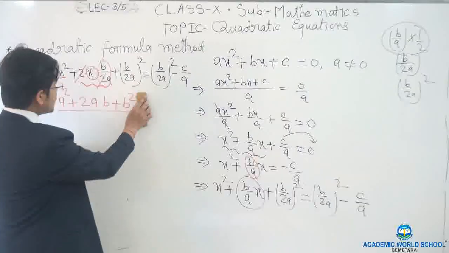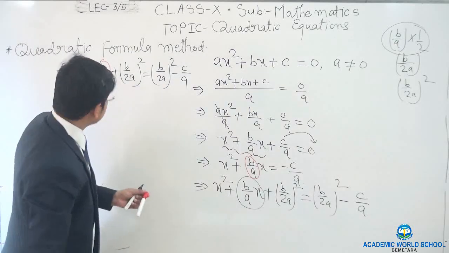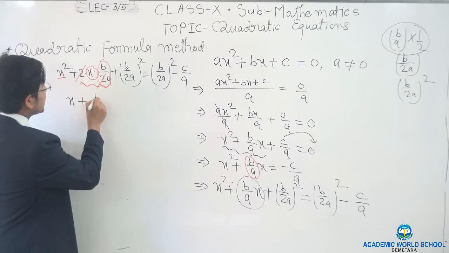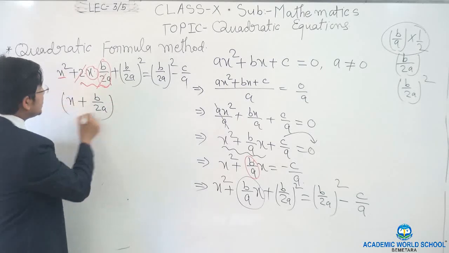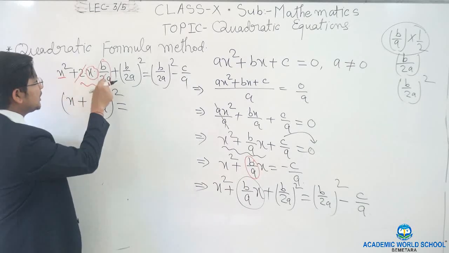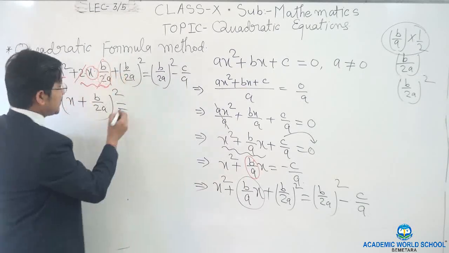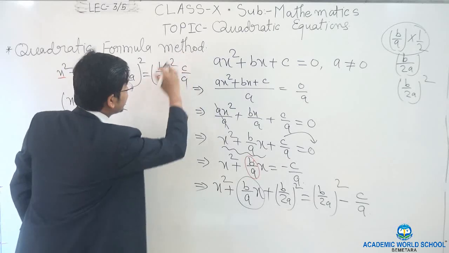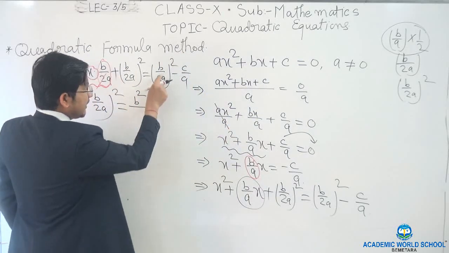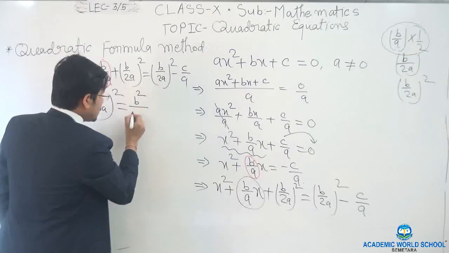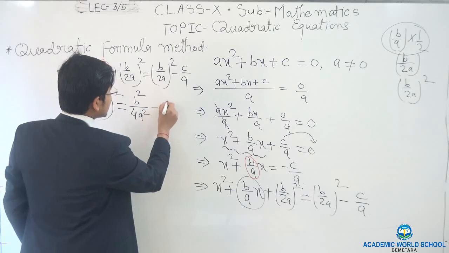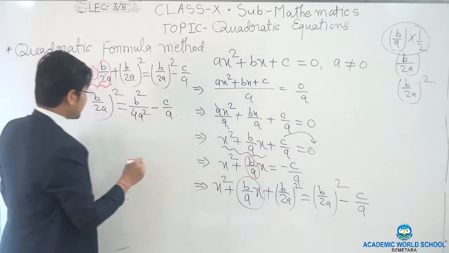So I can write this as x plus b upon 2a whole square, because this is a square plus 2 into a into b plus b square. Now I am going to evaluate the right hand side. This will be b square upon, squaring the denominator also, 4 into a square, and then minus c upon a.